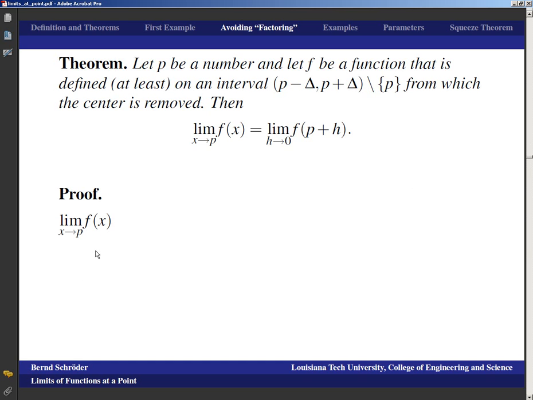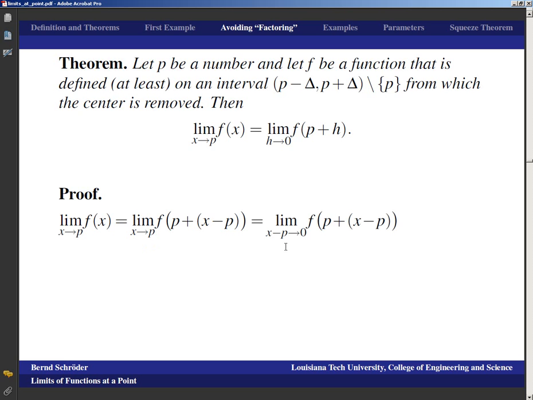The limit as x approaches p of f of x is the limit as x approaches p of f of p plus x minus p, right? That's the same thing, because p minus p, that goes away. A teaching assistant who taught me when I was about your age once said, there are only two tricks in mathematics. One is adding 0 and the other one is multiplying by 1. So here we've added 0.